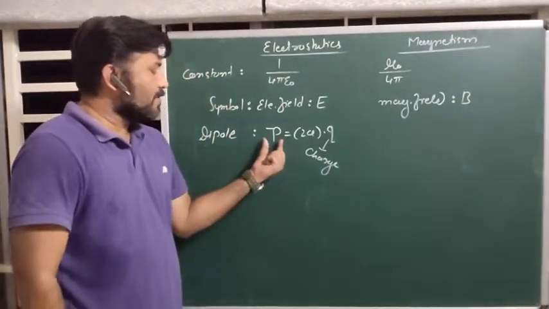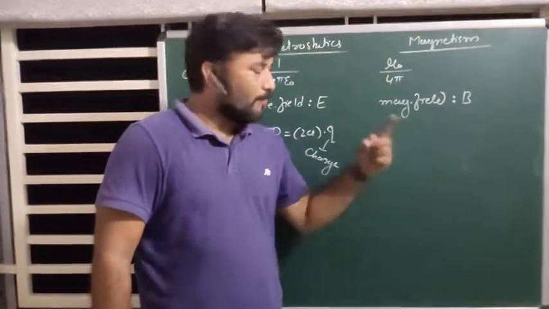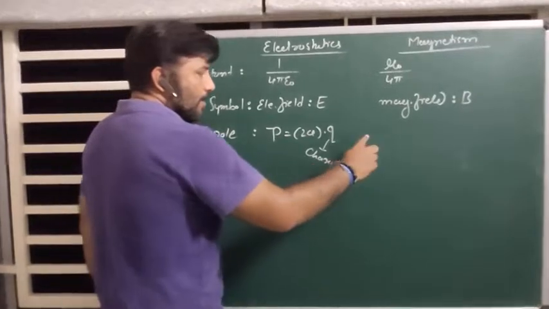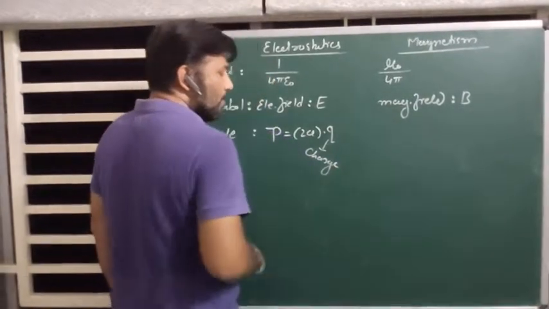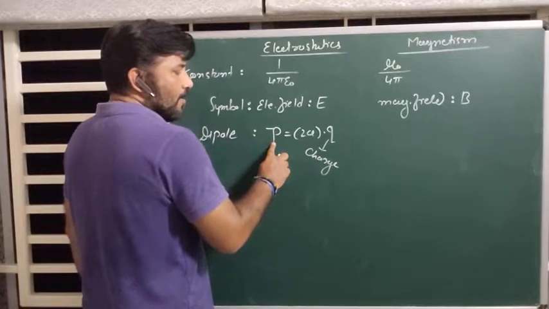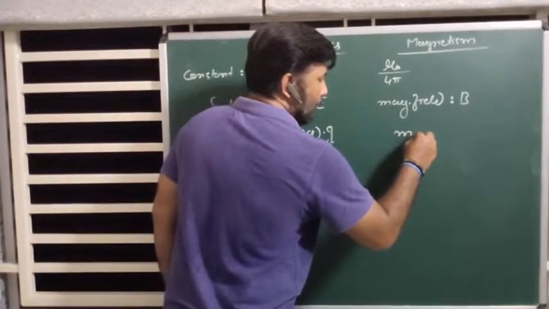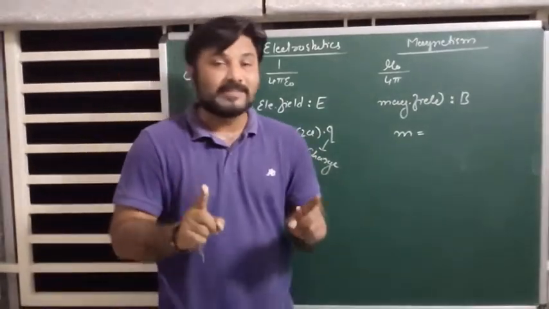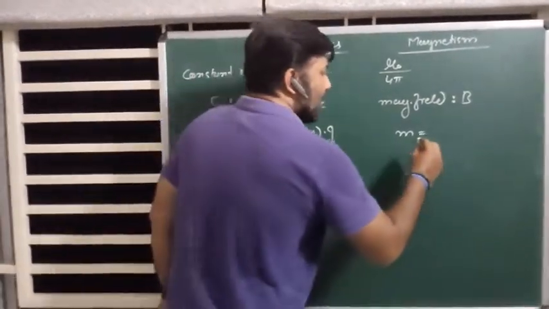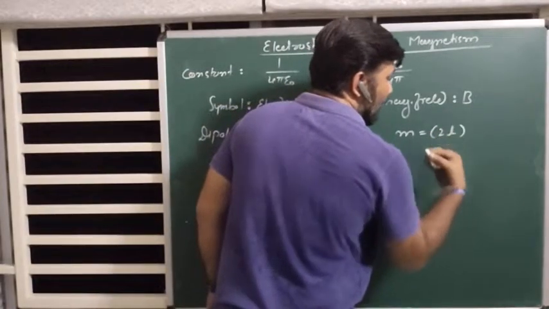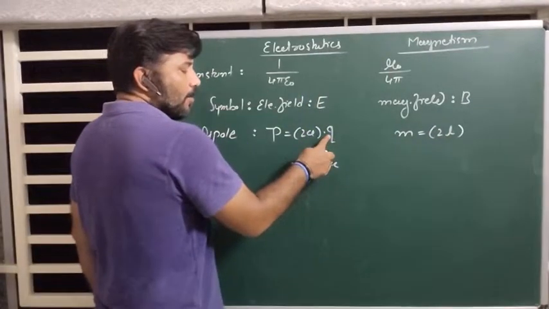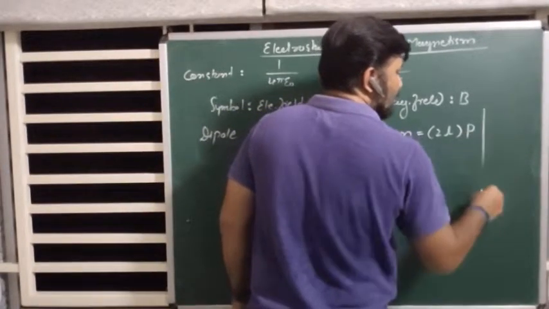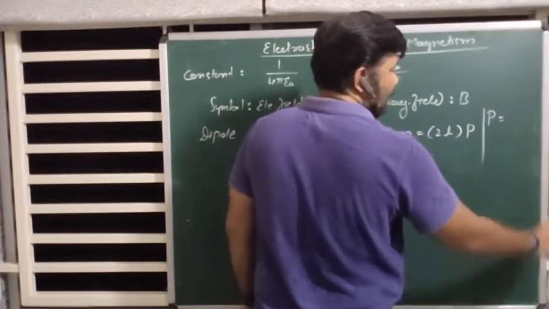But if we want to write the same equation for magnetism, then instead of an electric dipole, here there is a magnetic dipole moment. So instead of P, we have to take M is equal to, here what was 2a? 2a was the distance, and here you have to take the distance 2l, multiplied by q. Instead of q, you have to take p. What is p? It is new, right?